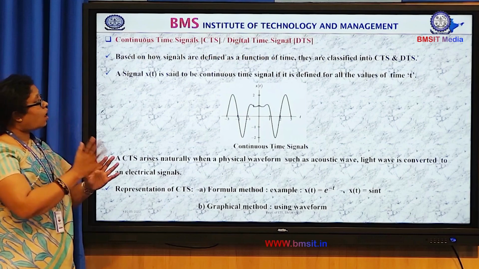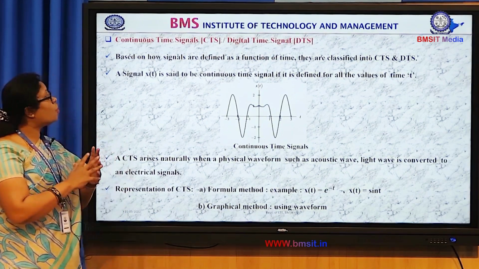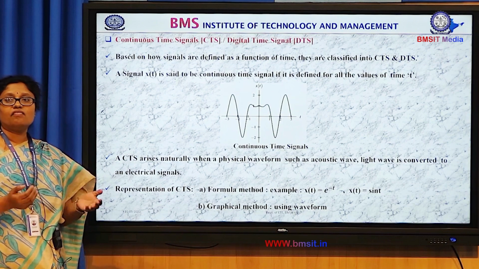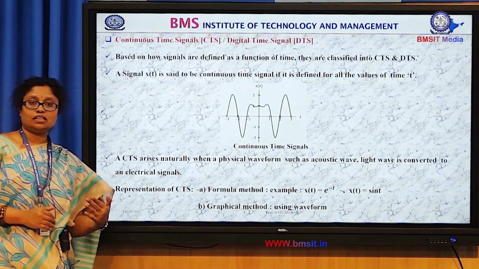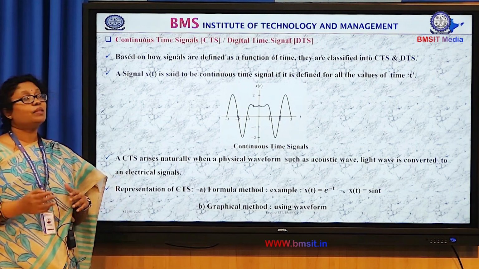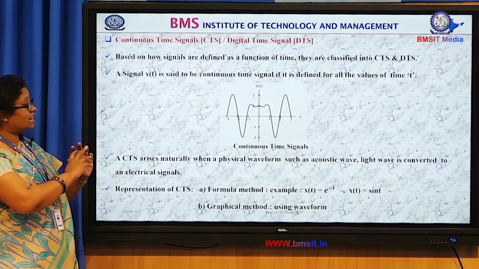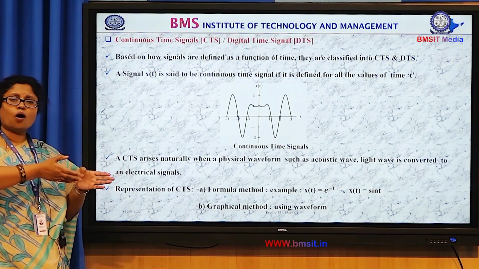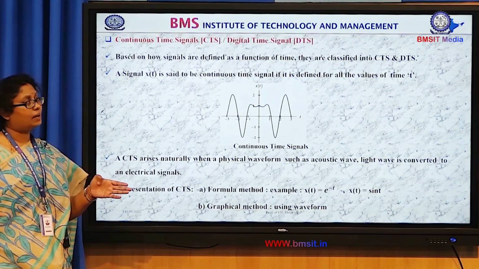We will see how to define a signal based on how a signal is defined as a function of time. We can classify it into CTS or DTS, that's your continuous time and discrete time. The name only specifies that continuous time means the signal is defined continuously for all the values of time.